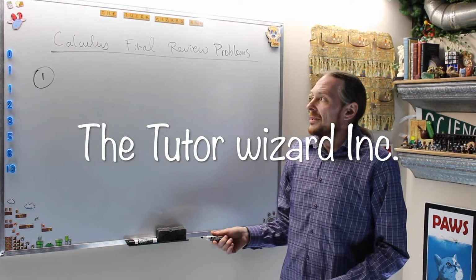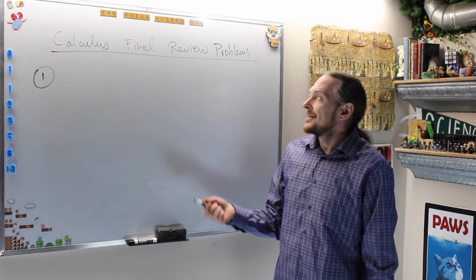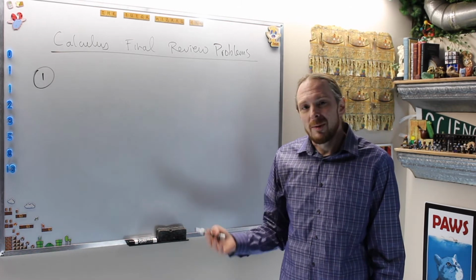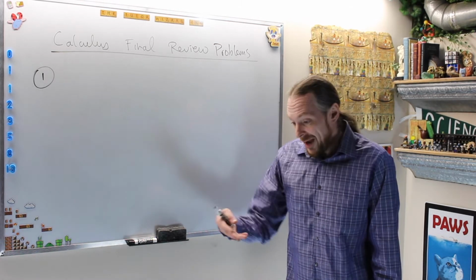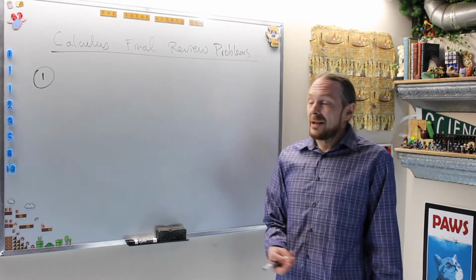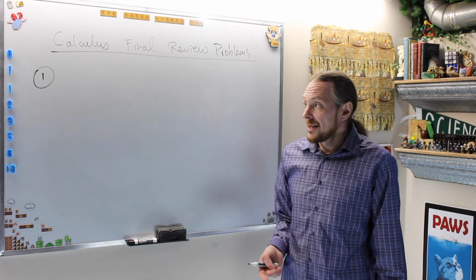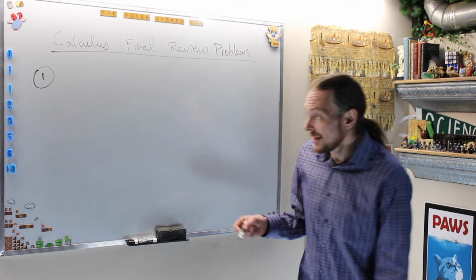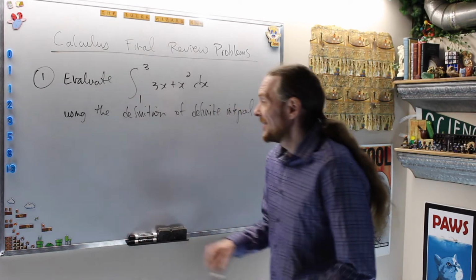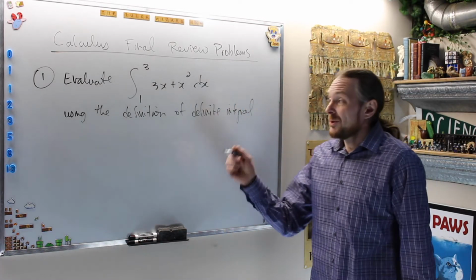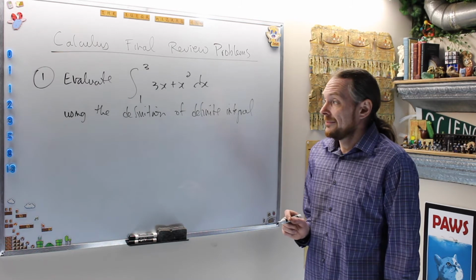What we're going to do this time is a final exam review. We're going to do a whole bunch of problems. This will be a good benchmark for the types of problems on a typical Calculus 1 final exam. The first one we're going to do is Riemann sums. What does that mean? Basically, that means we have to use Riemann sums.